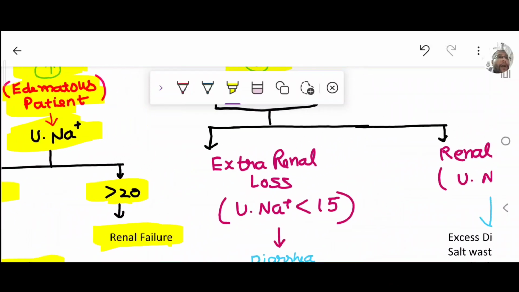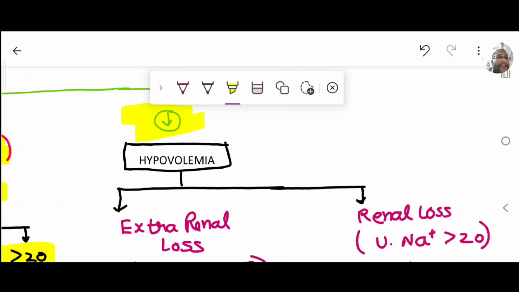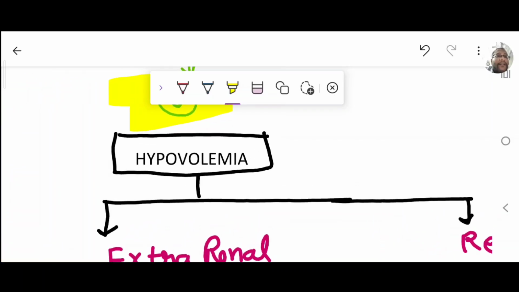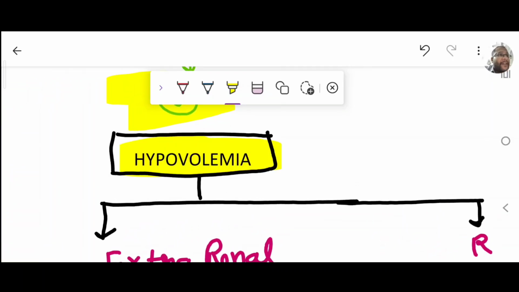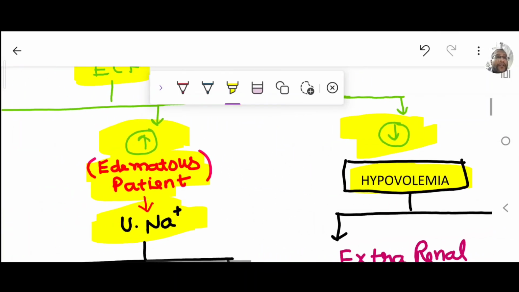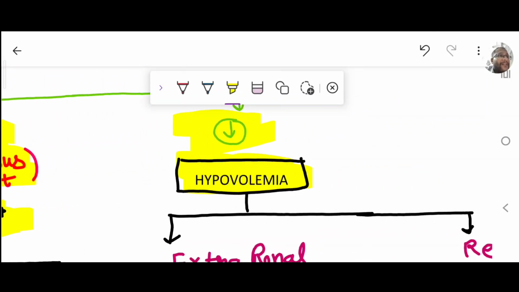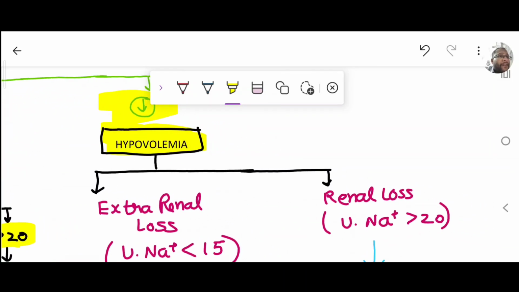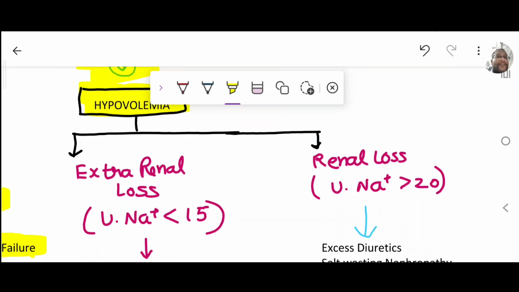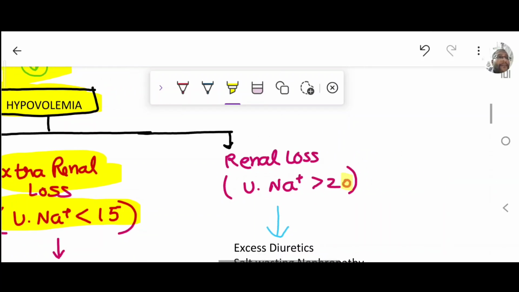Now, if the ECF is decreased, if there is ECF contraction, then the patient is in a hypovolemic state. If the ECF is more, then it is an edematous state, and if it is less, then it is a hypovolemic state. Then we classify further on the basis of urinary sodium. If the urinary sodium is less than 15, then it will be extrarenal losses, and if it is more than 20, then it will be renal losses.